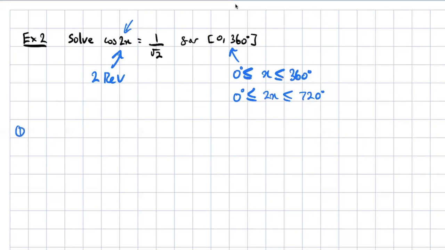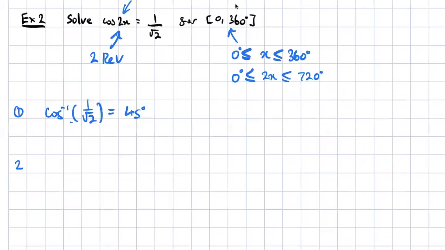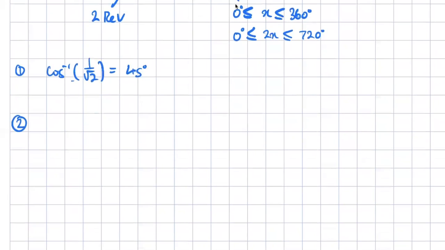To find our base angle, we do inverse cos of the right-hand side of the equation. Using your exact value triangles, you'll know that'll pop out to be 45 degrees. Next thing that we want to do is identify the quadrants that we're working in. Notice that I'm working a little bit quicker now without as much detail. Let me just fix that line up.